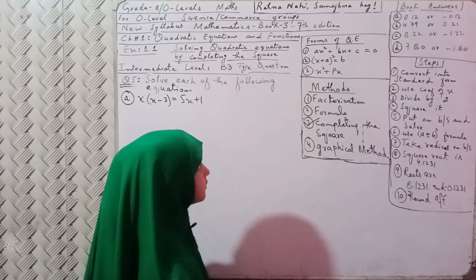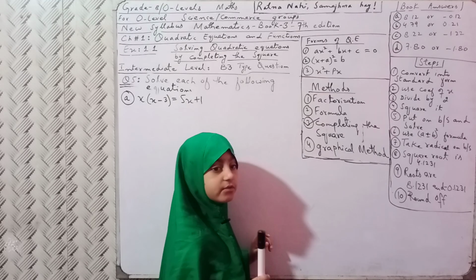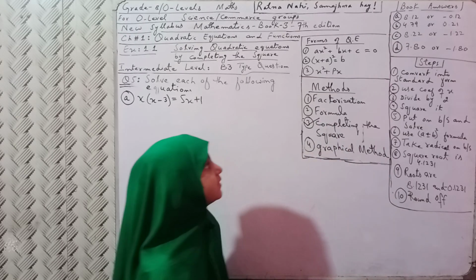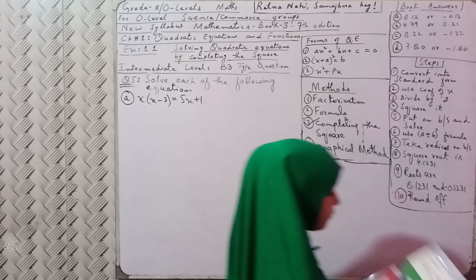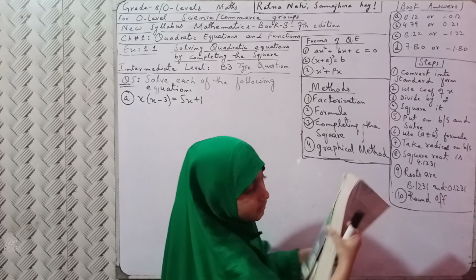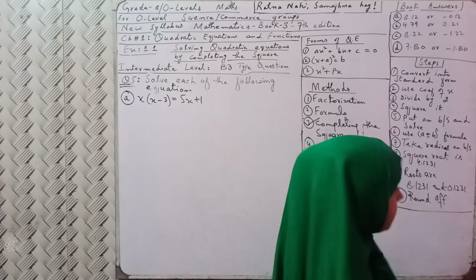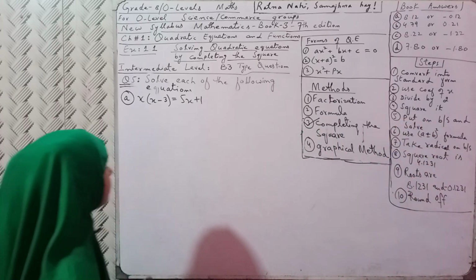Okay, so also the form of quadratic equations are written and the methods. And today we are going to learn the completing the square method. Also the book answers and the steps are written. We are going to start this book 3 O levels, as you can see.